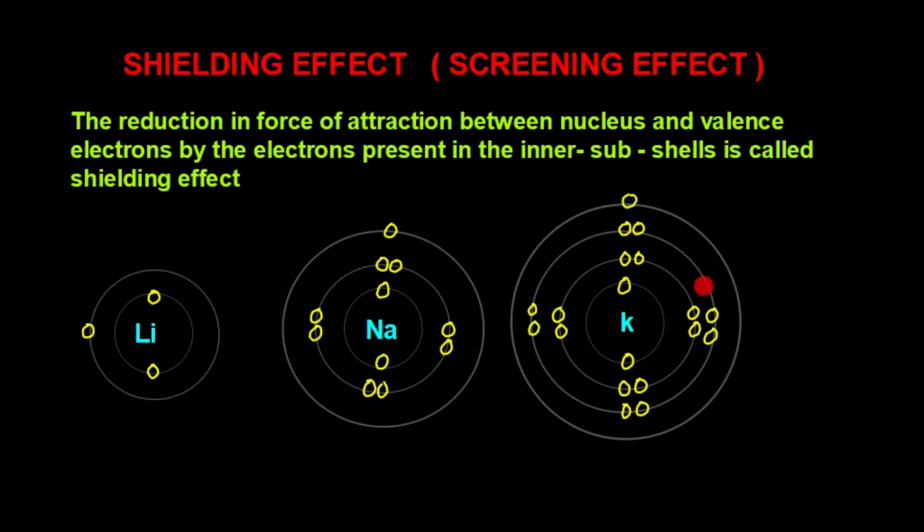So which atom has the greater shielding effect? Lithium or potassium? Of course, potassium has greater shielding effect because potassium has greater inner electrons as compared to lithium. Greater number of electrons are present in the inner shells of potassium as compared to lithium. So that's why potassium has greater shielding effect as compared to lithium. Now we will see the trend of shielding effect across the periods and down the group in the periodic table.